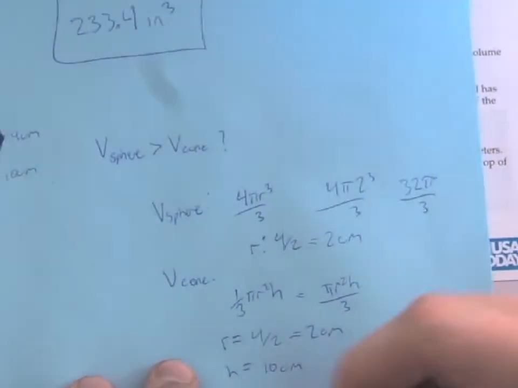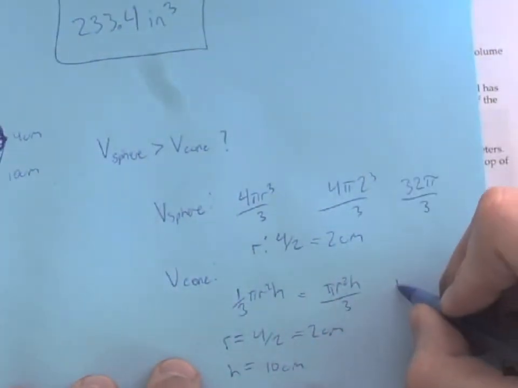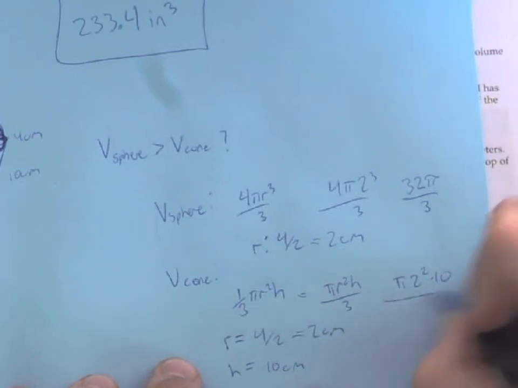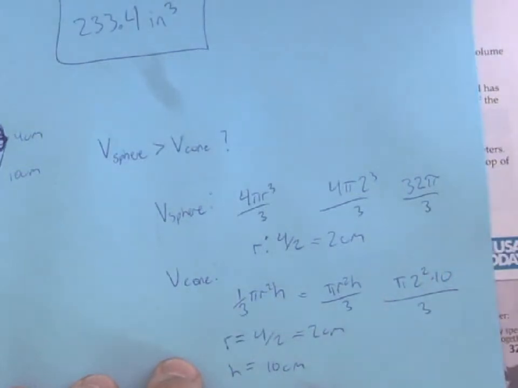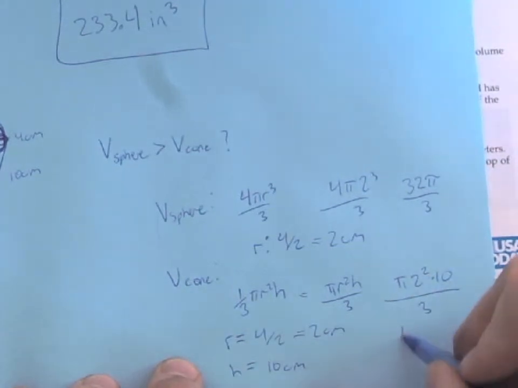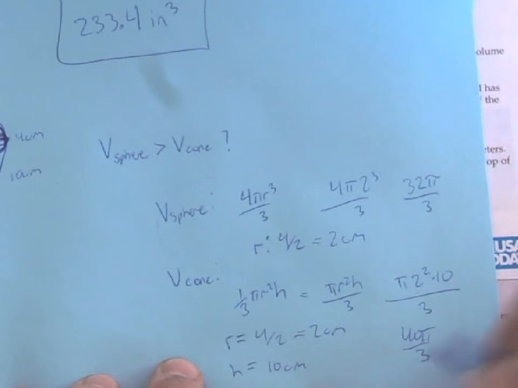All right, so we got that, and now we can plug all that stuff in. So we have r, we have h. We're going to have pi times 2 squared times 10 over 3. So 2 squared is 4, times 10 is 40. This is 40 pi over 3.